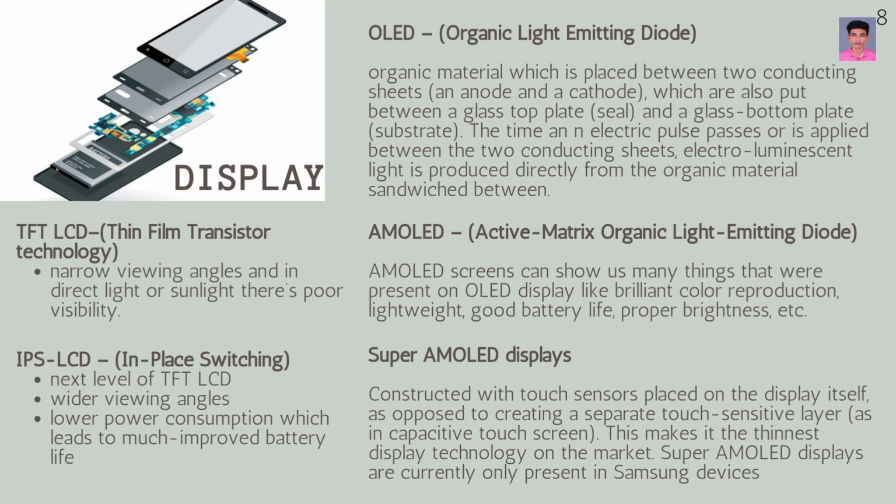Then comes organic light emitting diode. So, in this display technology, an organic material is placed between two conducting sheets, which are also put between a glass top plate and a glass bottom plate. When an electric pulse is applied between the two conducting sheets, electroluminescent light is produced directly from the organic material sandwiched between. So, this produces the light.